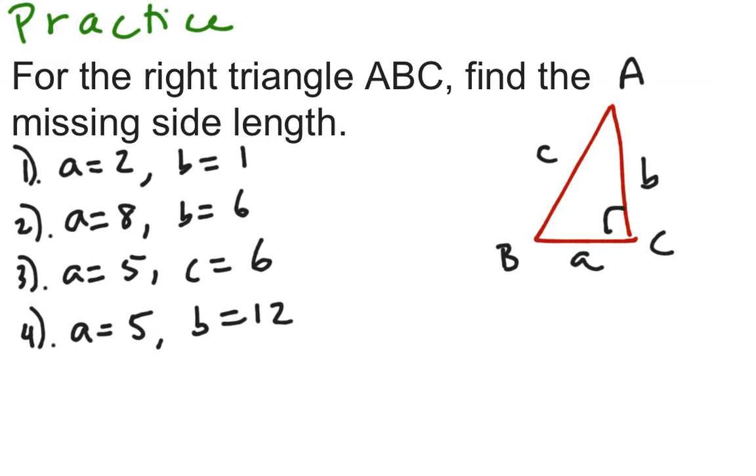So for number 1, you have to find C because you're given A and B. Also, that's the same for number 2 and number 4. And then for number 3, be careful because you're asked to find a leg. You're asked to find B.